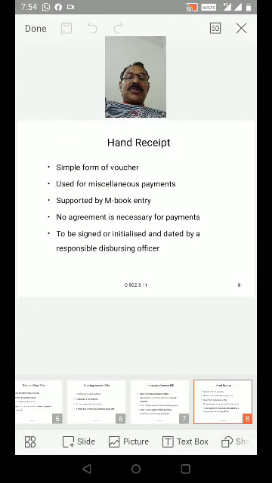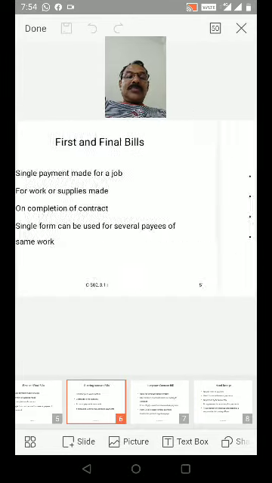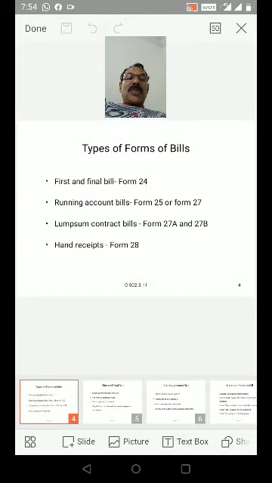Then the hand receipt, this fourth one. Types of forms of bills. The types of forms of bills are four. First, the first and final bill, form 24. Running account bill, form 25 or form 27. Lump sum contract bills, form 27A and 27B. Hand receipt, form 28.